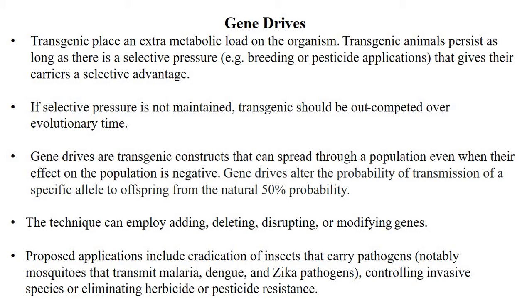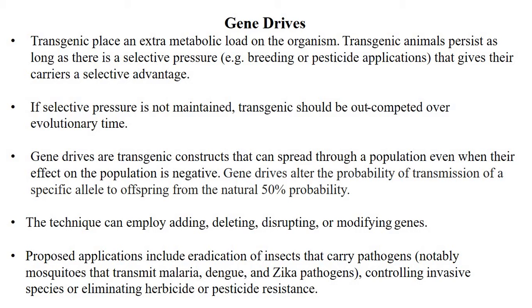What that means is that gene drives alter the probability of transmission of an allele to offspring by more than the natural 50% probability. These gene drives have a mechanism in them so that they propagate themselves into the population. If you have a few individuals with the gene drive and you release those, they will mate, and all those progeny will have that gene drive as well.